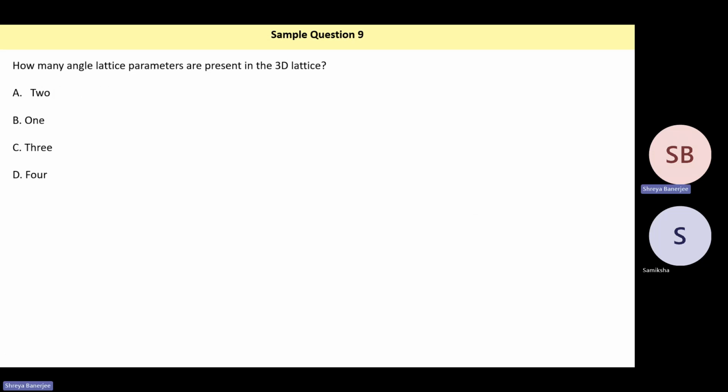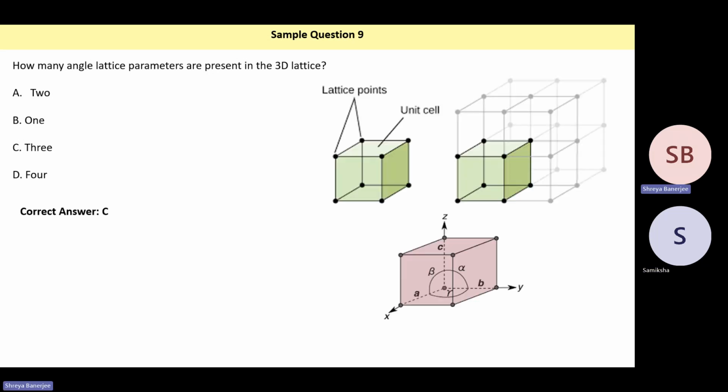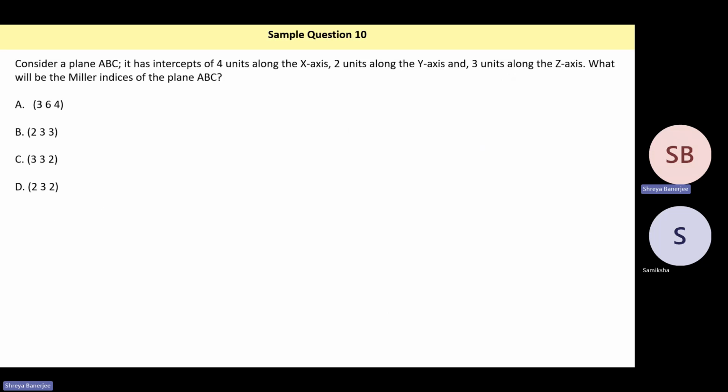Then there is a question: how many angle lattice parameters are present in the 3D lattice? 3. Yes. So 3 distance and 3 angle, and it's asking for angle, so it is 3. Now it is asking about Miller indices. So this I was covering in the slide. I'll explain Miller indices through this question.